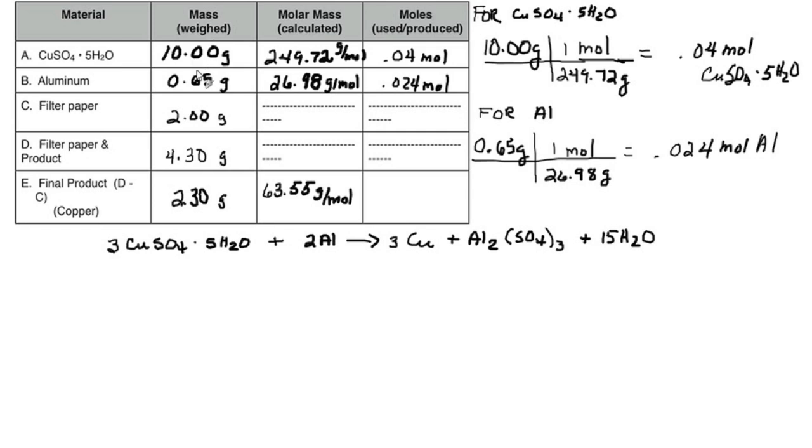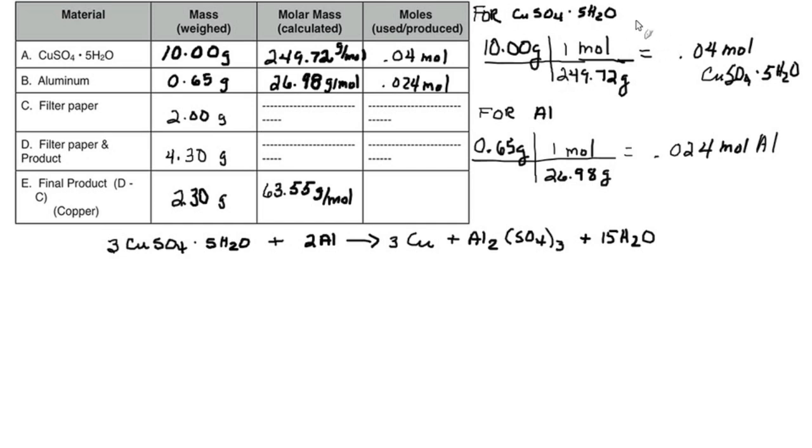Remember that my numbers and your numbers are probably a little bit different, because I made my numbers up and you actually weighed yours and have real values. For my made up numbers, I used 10 grams exactly of copper sulfate pentahydrate, and 0.65 grams of aluminum. The molar masses we had already calculated, and when you take the mass and use your molar mass conversion factor, you get 0.04 moles of copper sulfate on the reactant side, and 0.024 moles of aluminum.